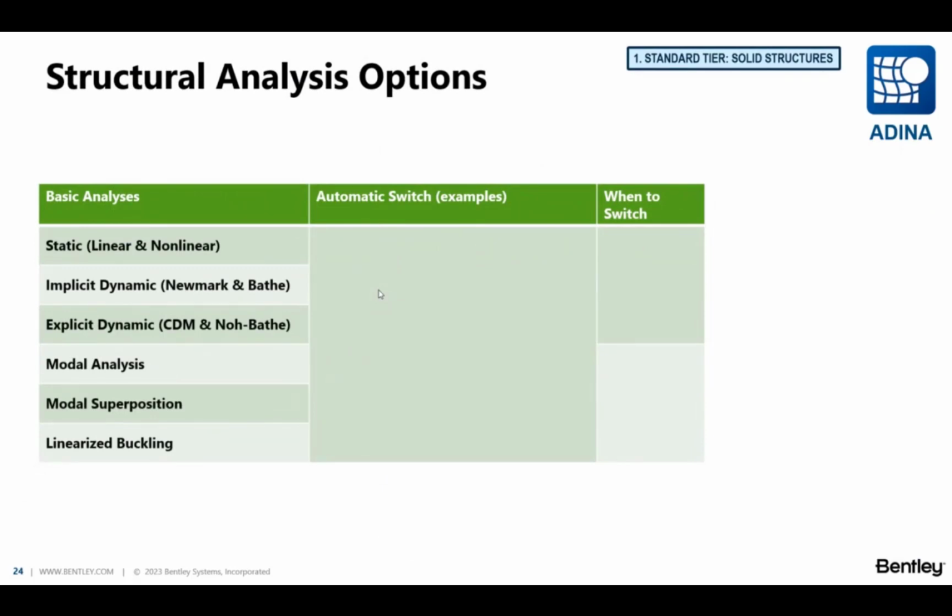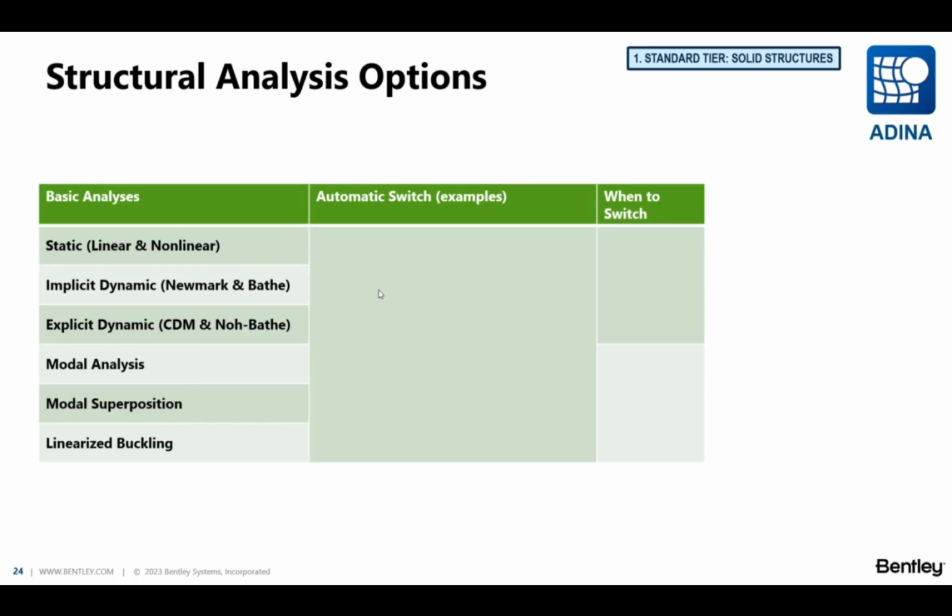Right, so in terms of now focusing on structures, in terms of basic analysis, those are certainly some of the things we can do in Adina. We have linear and nonlinear static analysis, implicit and explicit dynamics, modal analysis to work out the frequencies and modes of a structure, modal superposition, which allows us to obtain the dynamic response as a combination of the modes of vibration of the structure, and linearized buckling, which that linear buckling analysis is like the Euler buckling load, if you remember from college or university.